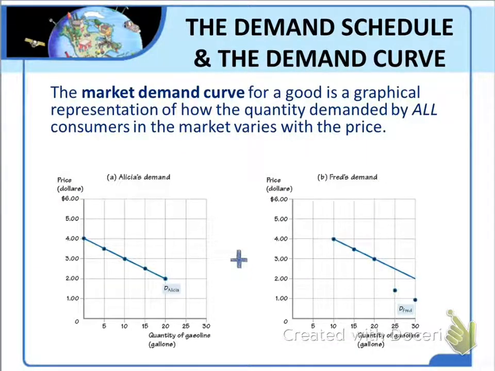Like the individual demand curves, the market demand curve slopes downward. As the price falls, the quantity demanded collectively by Alicia and Fred rises. The law of demand thus applies to the market demand curve as well as to the individual demand curve of each consumer. So here you see Alicia's demand curve and you see Fred's demand curve, and their individual demand curves are different, but we sum these two individual demand curves together. Notice the plus sign there. And when we sum all of the individual demand curves together, we end up with the market demand curve.